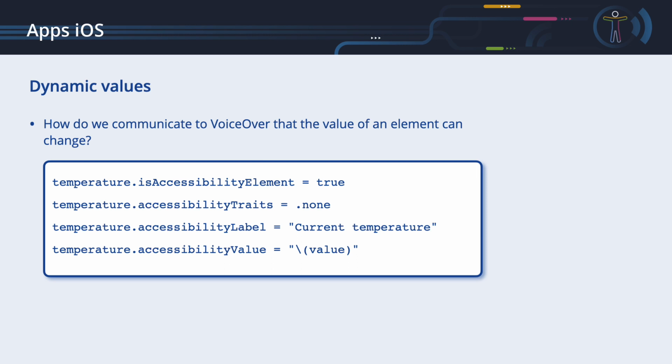If we had only used an accessibility label attribute, then VoiceOver would only buffer the initial value, presenting it again when the cursor next reaches it. The temperature value would never change for a VoiceOver user as long as the app was running.